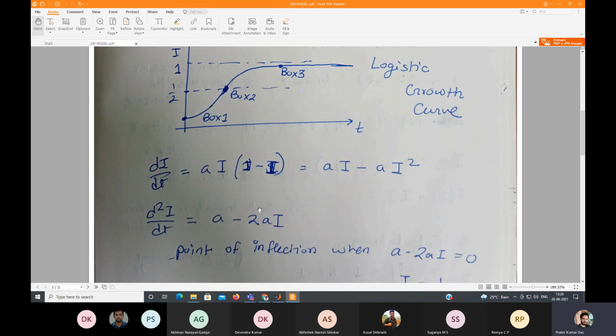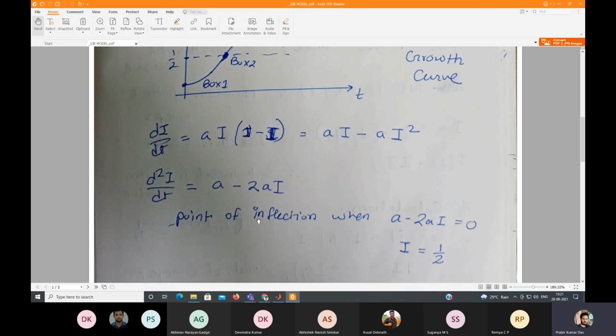It is a simple derivative. If we use the derivative, a is the constant, that's why a comes, and a into I square, 2 into I. It will be like that. And to calculate the point of inflection, what we have to do? We have to equate this double derivative with 0. So if we equate, we will get this equation. From that equation, we can get the value of I, and that is equal to half. If anybody is getting confusion in this calculation, you can tell me. So I equal to half is the point of inflection.